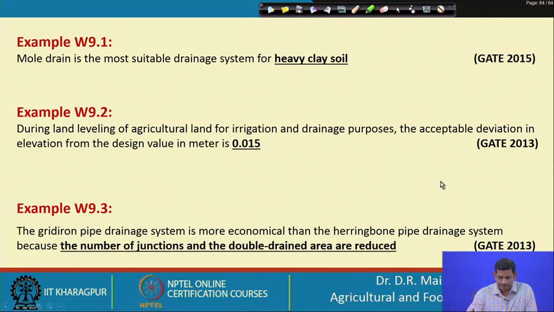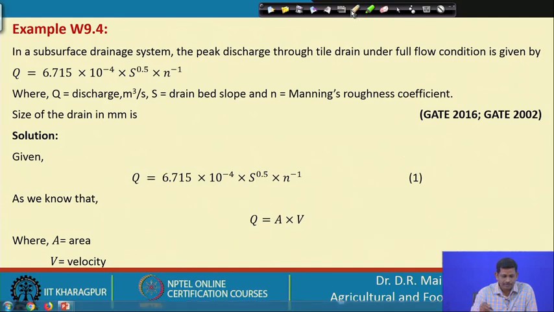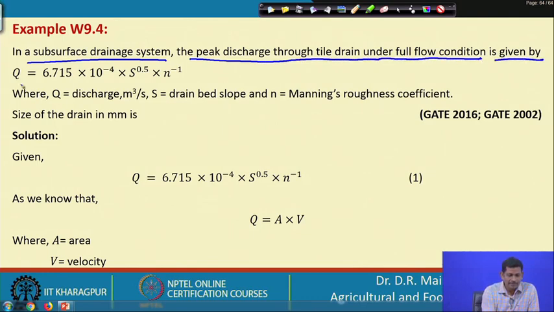So example 4: in a subsurface drainage system, the peak discharge through a tile drain under full flow condition is given by Q equals 6.715 times 10 power minus 4 times S power 0.5 times n power minus 1. This is the equation given, where Q is the discharge in meter cube per second, S is the drain bed slope, and n is Manning's roughness coefficient. Find out the size of the main drain in mm. So, this is the question.